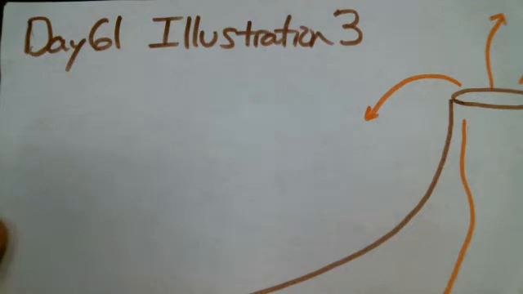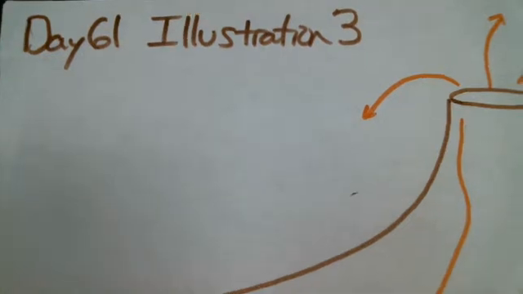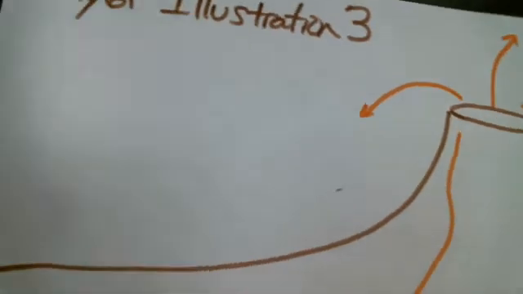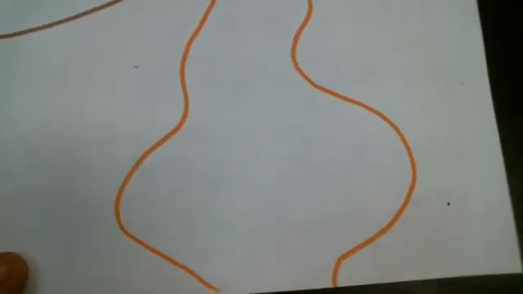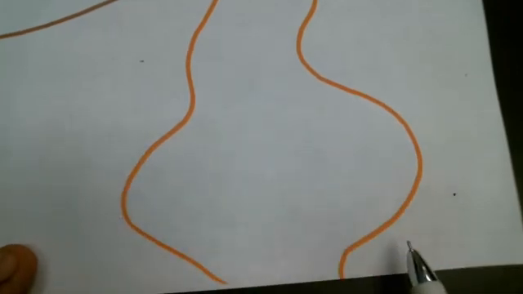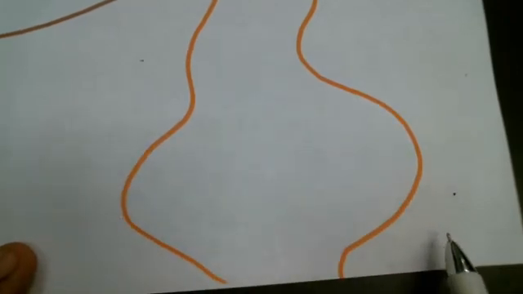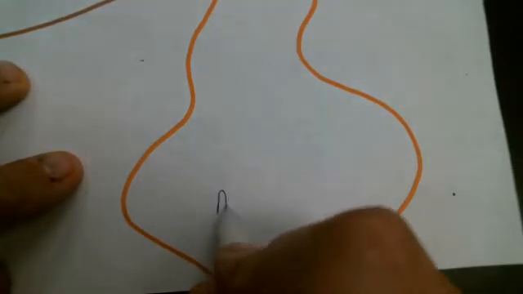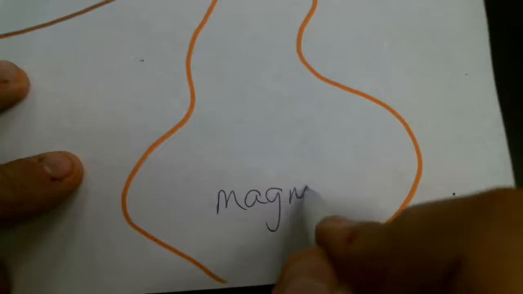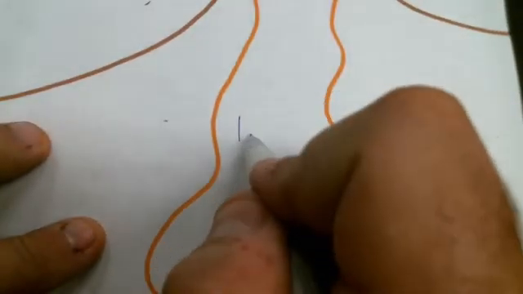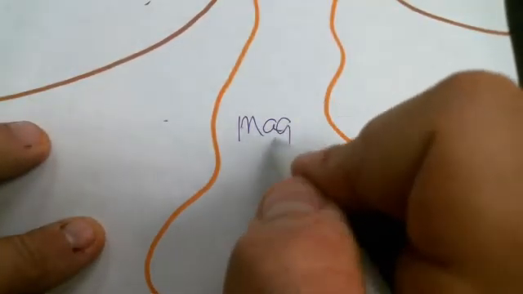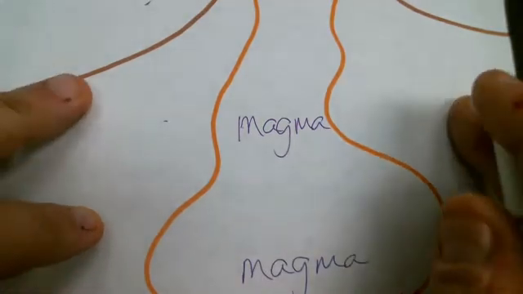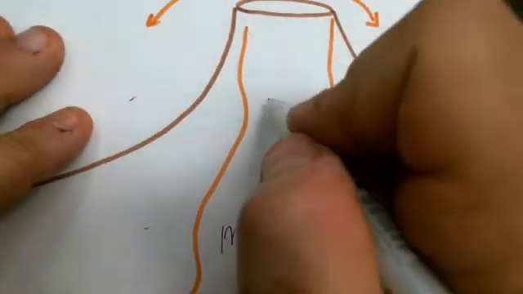Day 61, illustration number 3. We have here basically a volcano, and deep underneath a volcano we might have this large area where we have liquid magma underneath. That's called a magma chamber. And I want you to write the word magma 3 times here. Remember that magma is when we have the liquid underneath the surface.